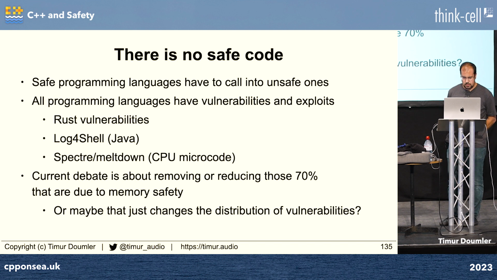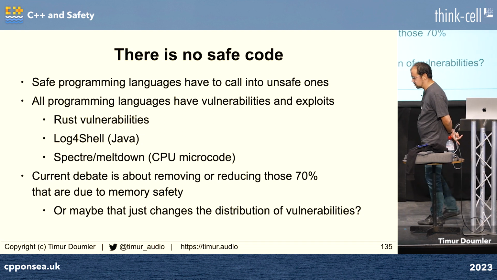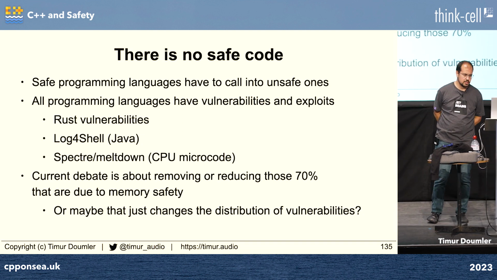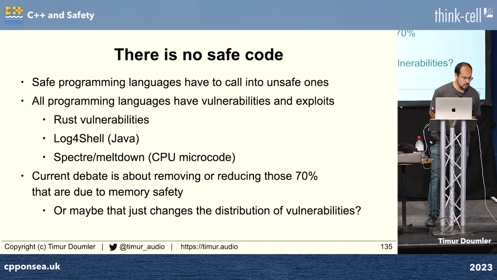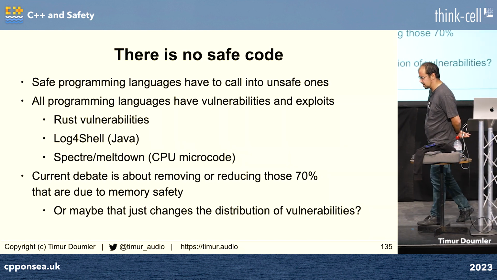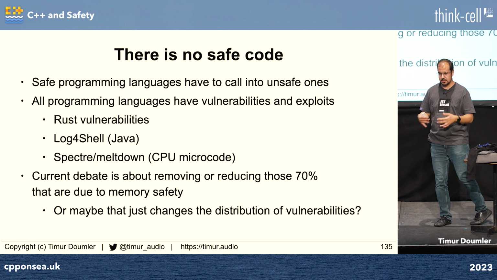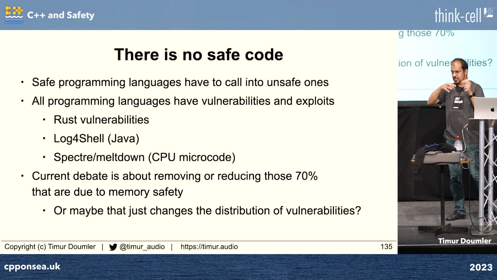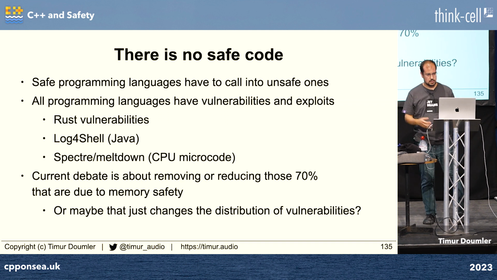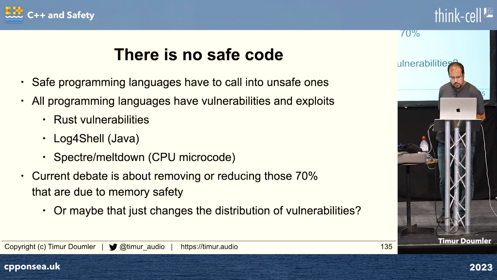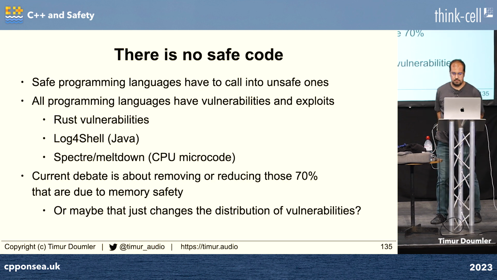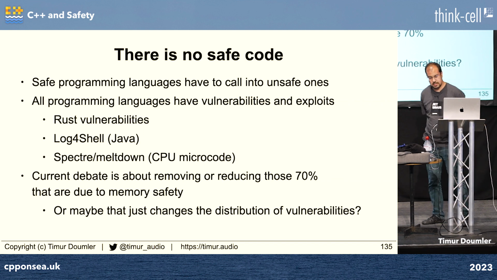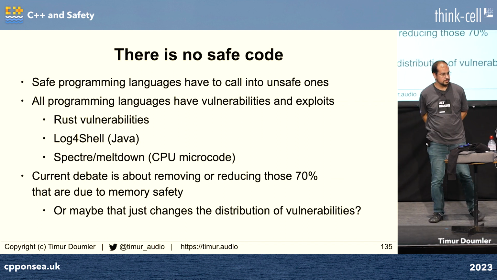Well, there isn't really such a thing as safe code, is there, right? So safe programming languages still have to call into unsafe ones. There was a delightful discussion somewhere on the internet about Rust people trying to figure out how to read an environment variable. You have to call into a C API, which is inherently unsafe. So you have to wrap it with some kind of high-level abstraction that does something slightly different. All programming languages actually have vulnerabilities and exploits, right? So Rust has vulnerabilities, probably a lot fewer than C++, but it has vulnerabilities. Java has vulnerabilities. There are vulnerabilities like Spectre and Meltdown, which are actually on the hardware level, right?